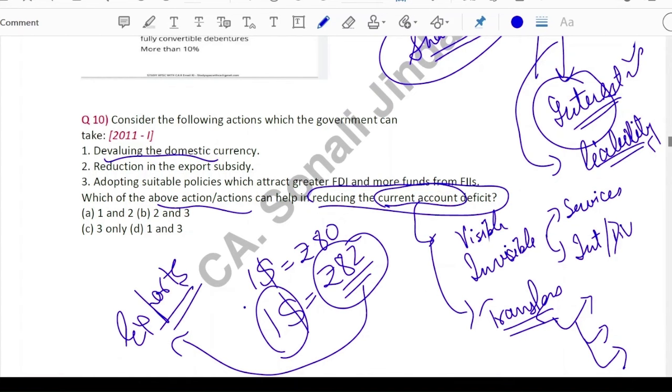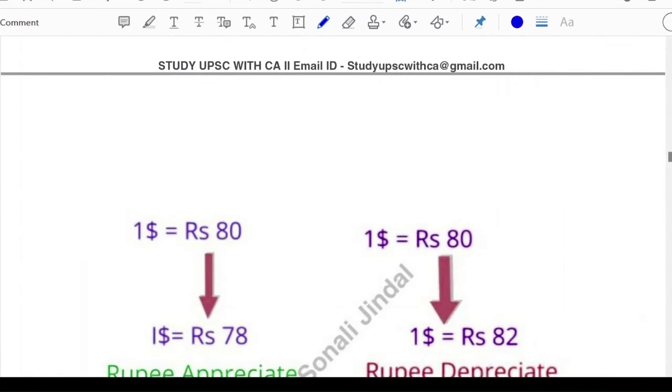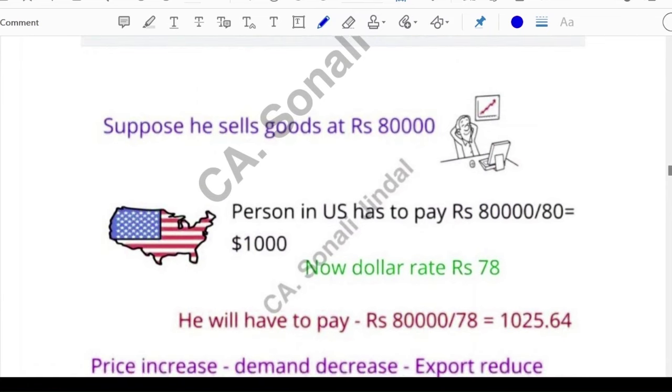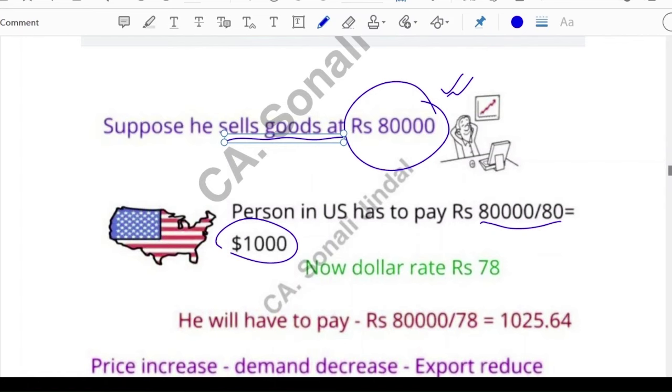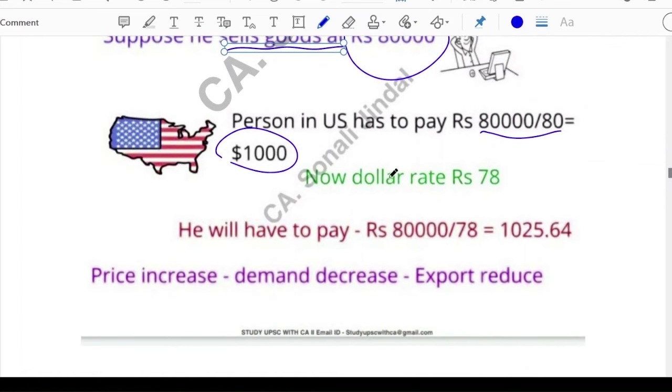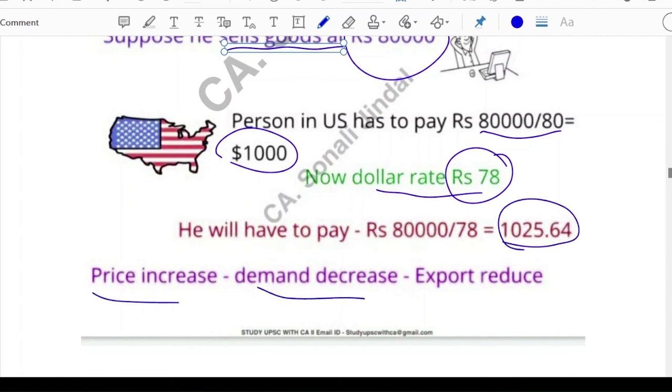Let's rewind the example we have discussed in the last lecture. Suppose a person was selling goods at 80,000 in the US. The person in the US has to pay 80,000 divided by 80, that is $1,000. Now the dollar rate has reduced to 78. Now he will have to pay more. If price increases, demand decreases, export reduces.